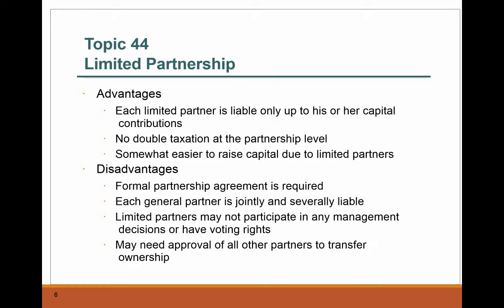Now, when you have a limited partnership, each limited partner is liable only up to their capital contributions. So there is limited liability for the partners up to the amount that they put in. Again, no double taxation, which is great. We note that double taxation is mostly for corporations and C Corps. An S Corp files an 1120-S, and that flows through as a K-1 to the individual returns.